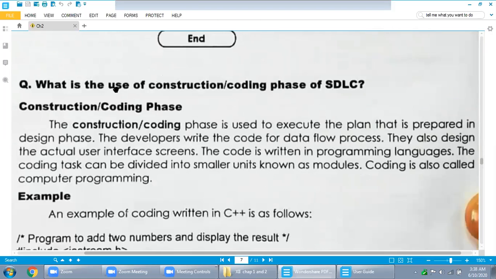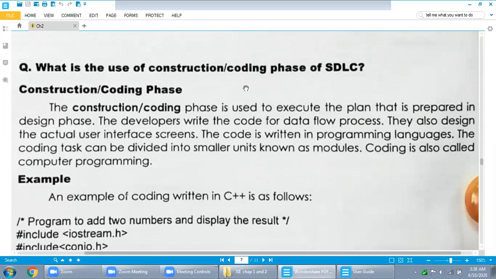Next, what is the use of construction? Construction means the coding phase, the actual phase when the programmers are needed, the coding phase of SDLC. Coding versus typing: one is typing, the other thing is coding. Typing means whenever you open MS Word and you are going to write something, let's say an application letter, on the editor of Word, Excel, Notepad, whenever you write something, it means that you are typing something.